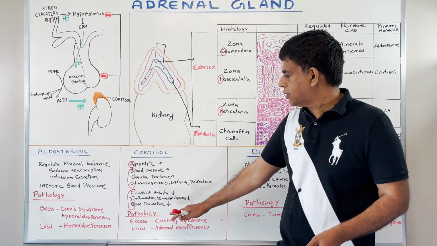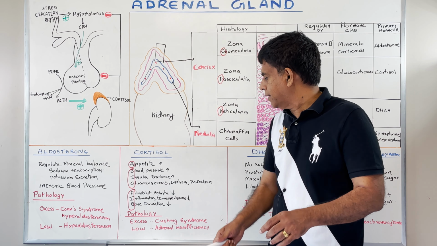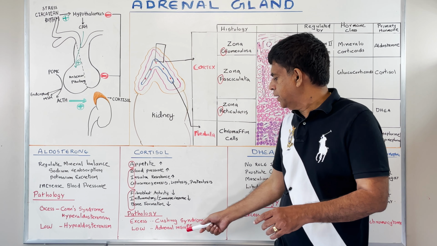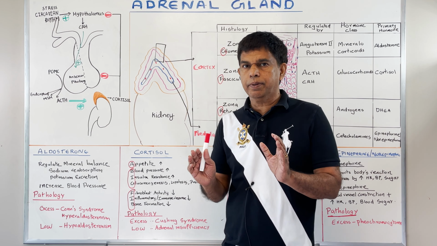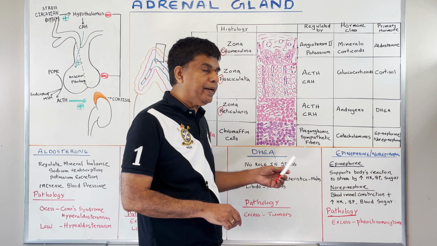So now, what is the pathology? Excess, it's Cushing syndrome, right? Again, we're going to come back to it in detail. Don't worry about it. Low, you got adrenal insufficiency. Remember that, okay? Now, the next thing we're going to look at is DHEA, dehydroepiandrosterone.